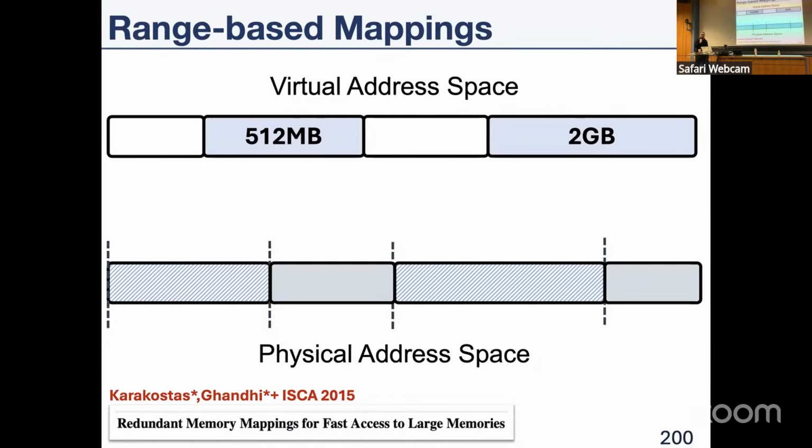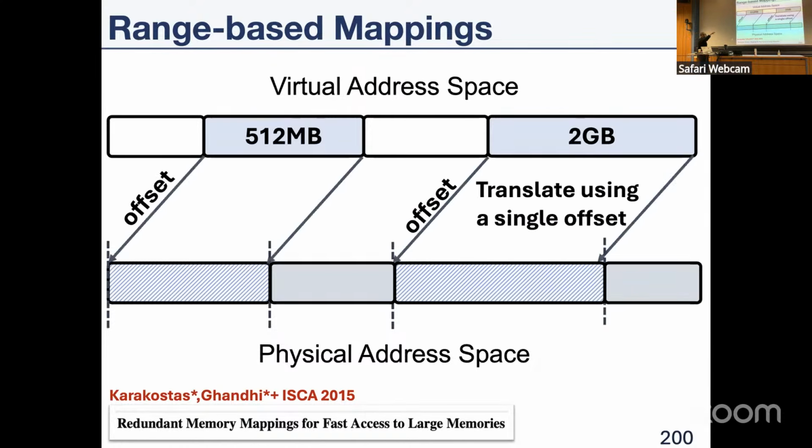I'm using one data structure that's 512 megabytes and another one that is 2 gigabytes. If I find a way to map these 512 megabytes contiguously in the physical address space without distributing every 4 kilobyte page somewhere else, then with a single offset I am able to directly find the translation of my data. Because using the virtual address, I can subtract or add the offset and find the location in the physical memory. And I can do this with multiple ranges.